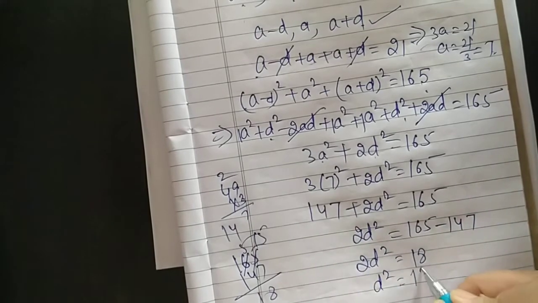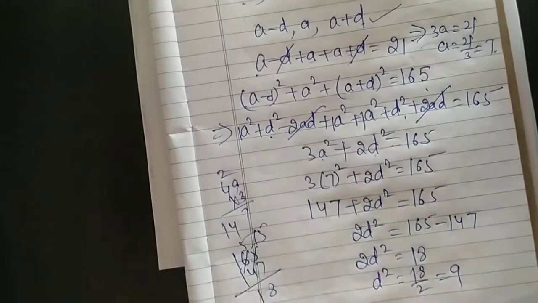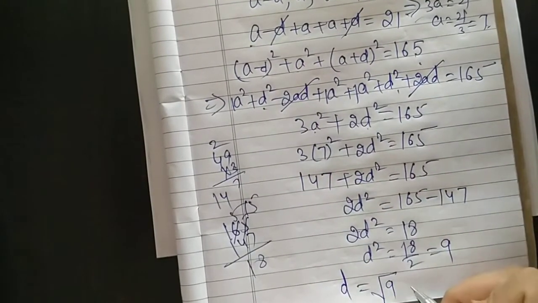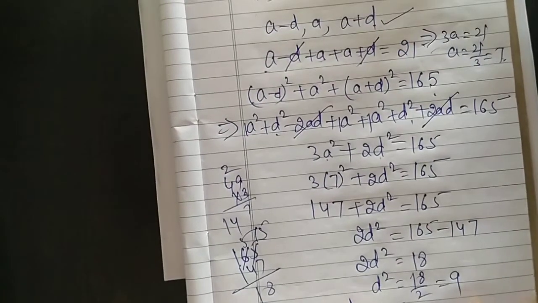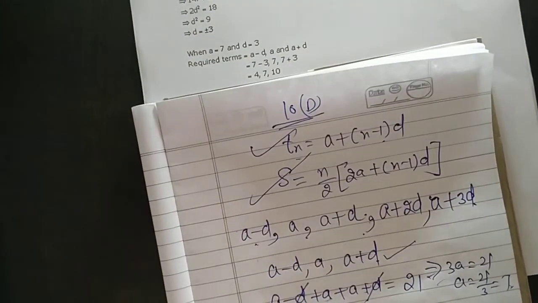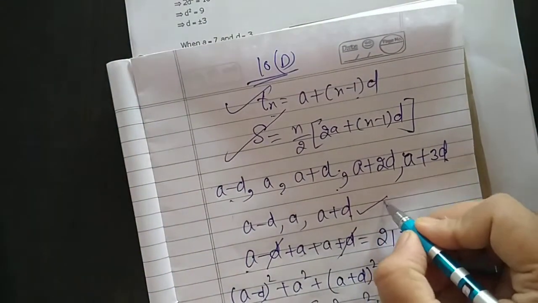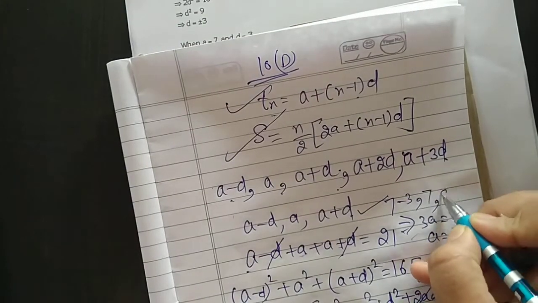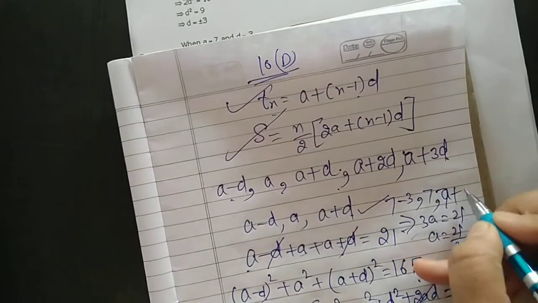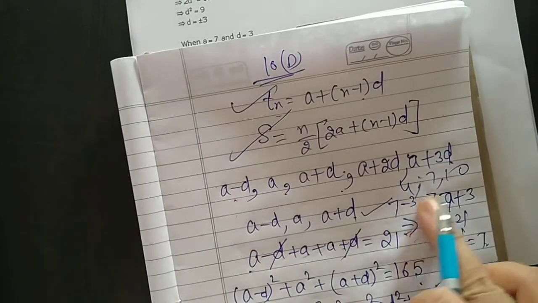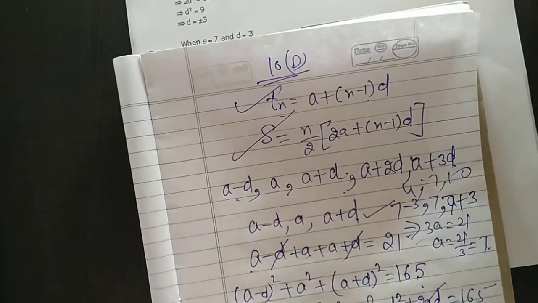d square is equal to 18 divided by 2, that is 9. So d will be equal to square root of 9, that is 3. So the value we got is a equal to 7 and d equal to 3. Then we will put it here. 7 minus 3, then the next term is 7, where a is 7 and d is 3. So 4, 7 and 10. These are the required 3 consecutive numbers.